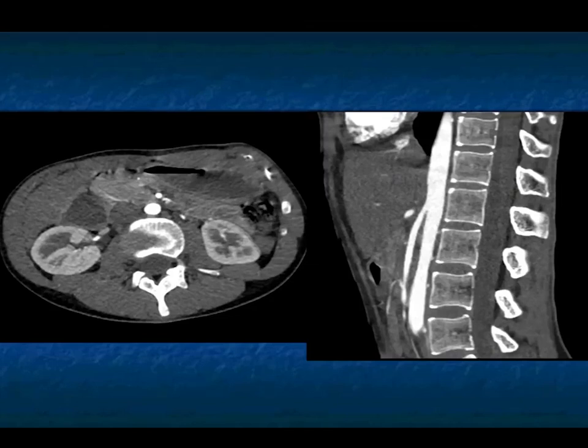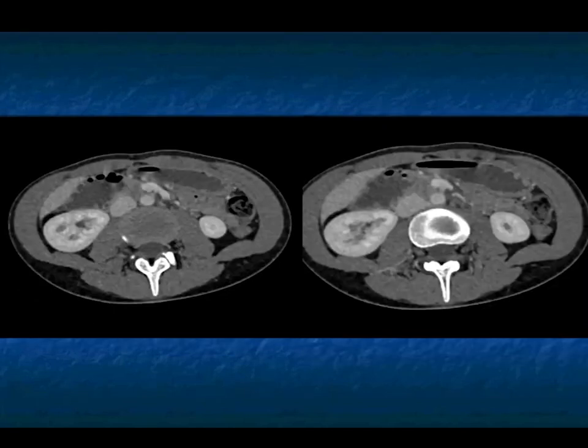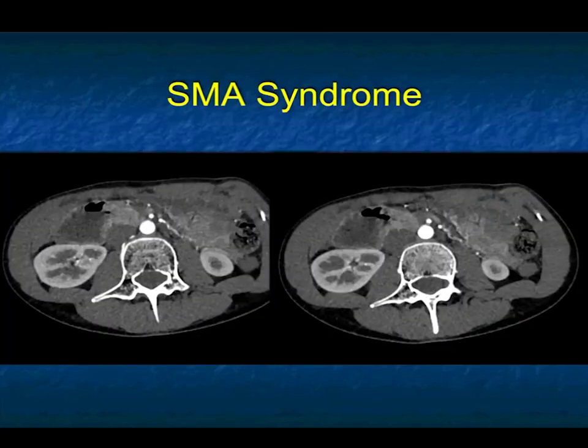To me, SMA syndrome is only diagnosable, or at least suggestible, when you see the duodenum is dilated. So in this case, the duodenum is dilated as well. And so my best diagnosis would be dilated duodenum, narrowed SMA angle and distance. I'm going with SMA syndrome, which this was.